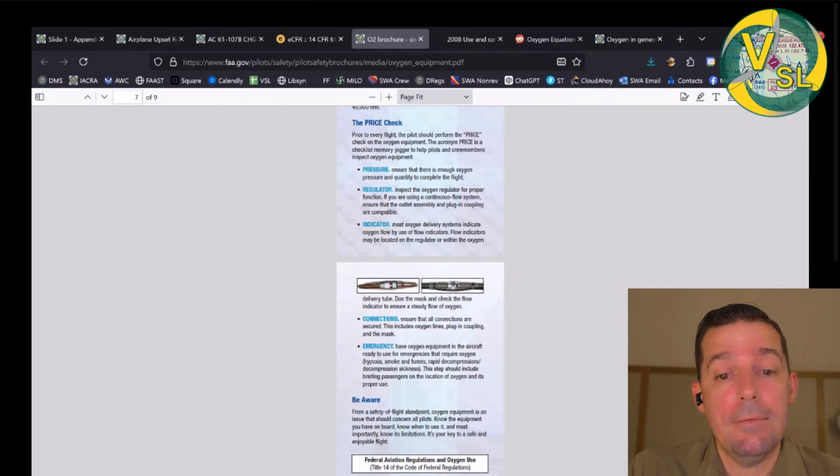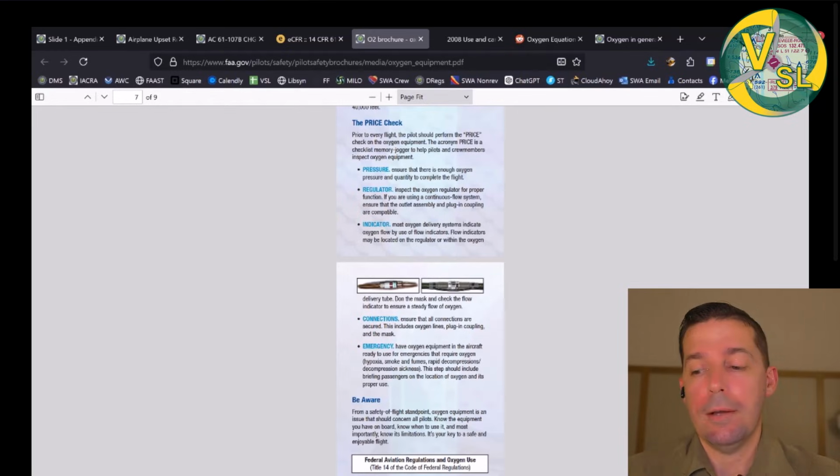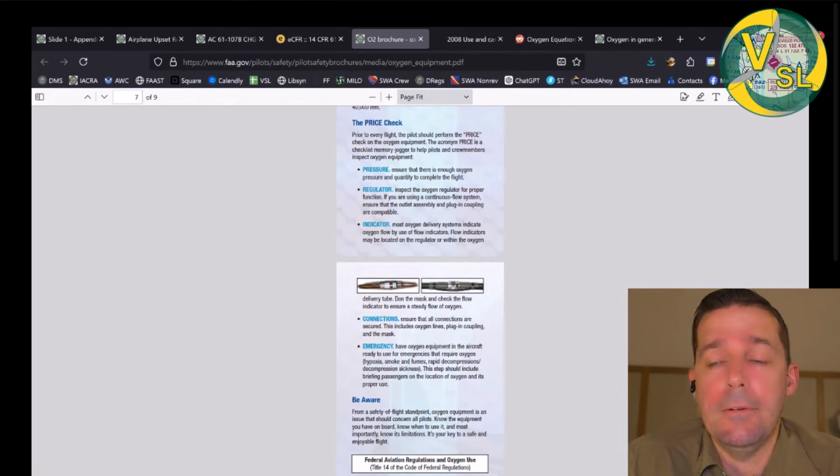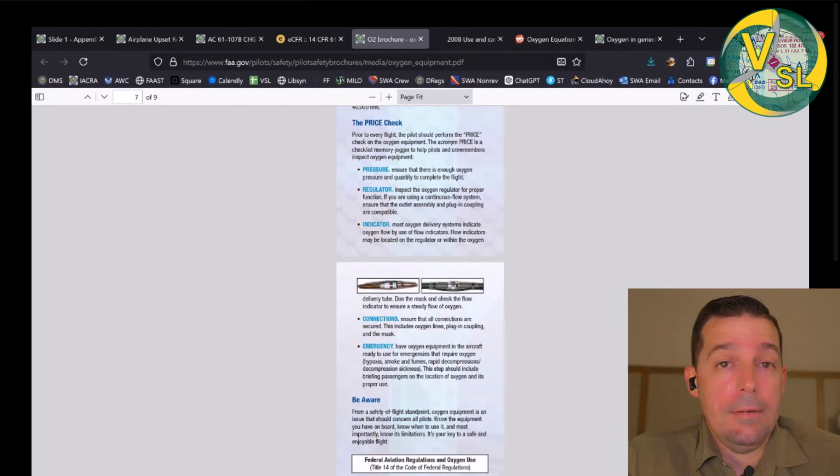And then emergency, have oxygen equipment in the aircraft ready to use for emergencies that require oxygen. So hypoxia, smoke and fumes, rapid decompression, decompression sickness. And then this step should include briefing the passengers on the location of the oxygen and proper use. So I've run into this actually with a Baron that I fly for a family, and they're not aviators.